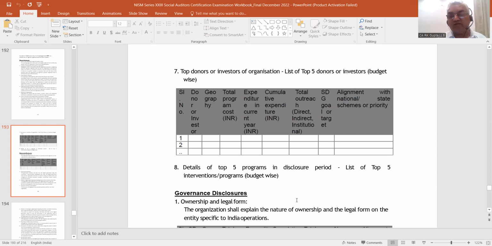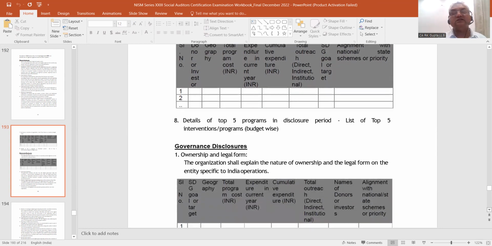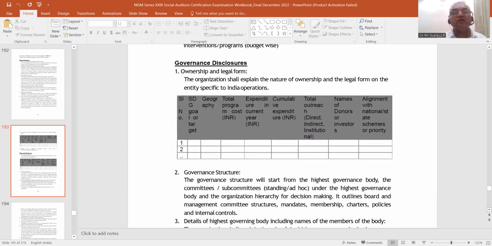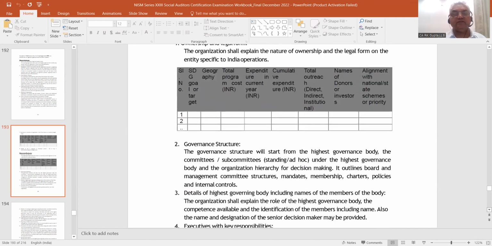Then details of top 5 programs in disclosure period. So list of top 5 interventions or programs budget wise. Then governance disclosures. So ownership and legal form. So sustainable development goal or target, geography, total program cost, expenditure, cumulative.